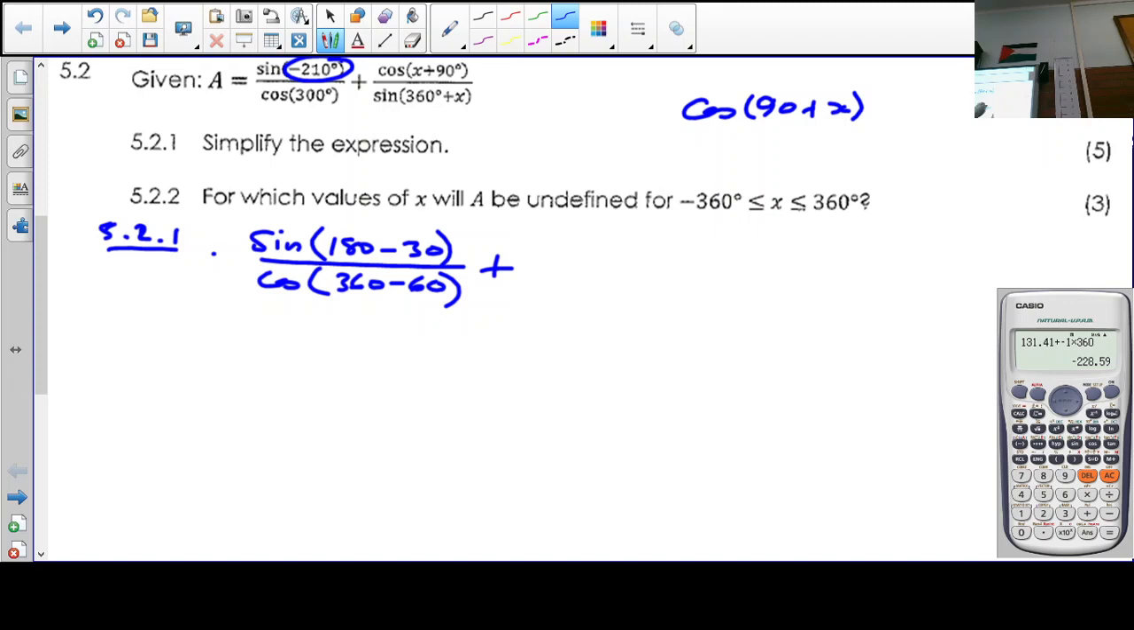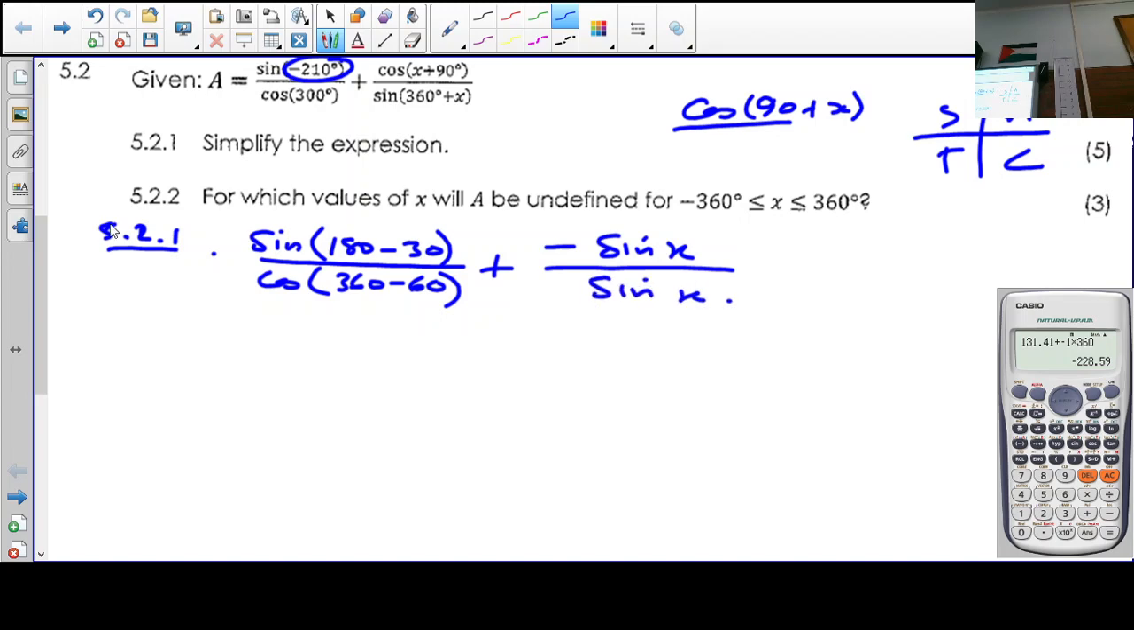Is cos positive or negative in the second quadrant? It's negative. Although it changes to the sine, it's negative in the second quadrant. And cos changes to sine, so it's going to be sine x over 360 plus. Which quadrant is that in? Quadrant 1. Sine positive or negative? Positive. So it's going to be sine x.